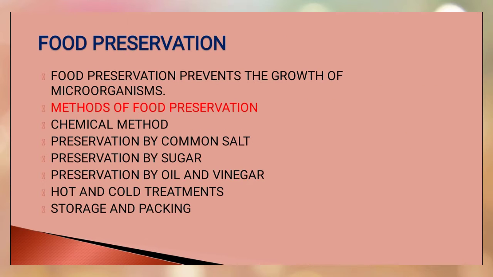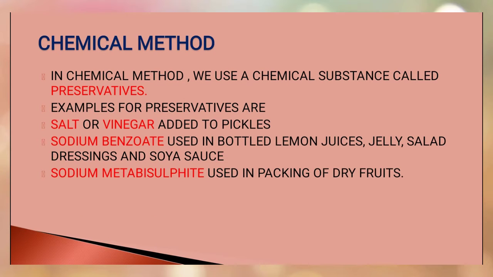Food preservation prevents the growth of microorganisms, and some common methods are chemical method, preservation by common salt, preservation by sugar, preservation by oil and vinegar, hot and cold treatments, and storage and packing. First we will discuss about chemical method. In chemical method we use a chemical substance called preservatives.